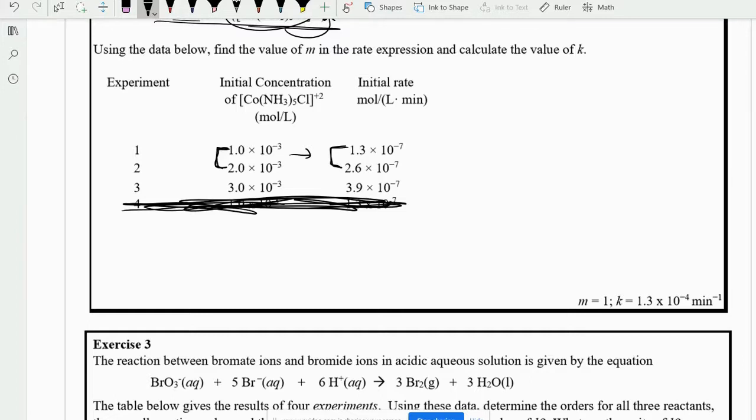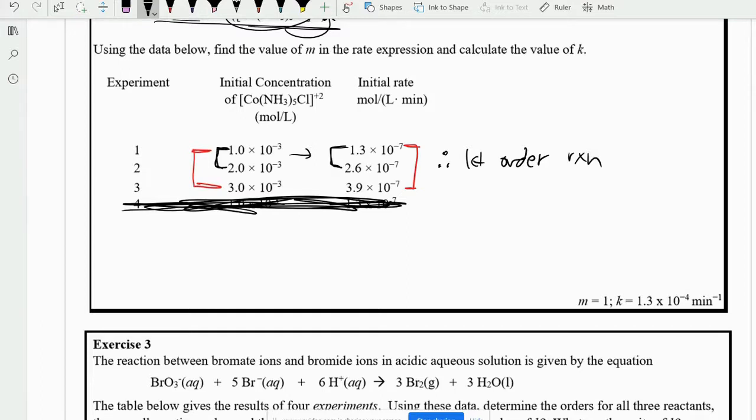Now, you can also confirm this if you compare the concentrations between trial 1 and trial 3. If you triple that concentration, now take a look at the rate. I'm going to bracket it over here. It looks like you triple the rate. Again, when you triple the concentration and the rate triples, that looks like it is directly proportional and is therefore a first order reaction.